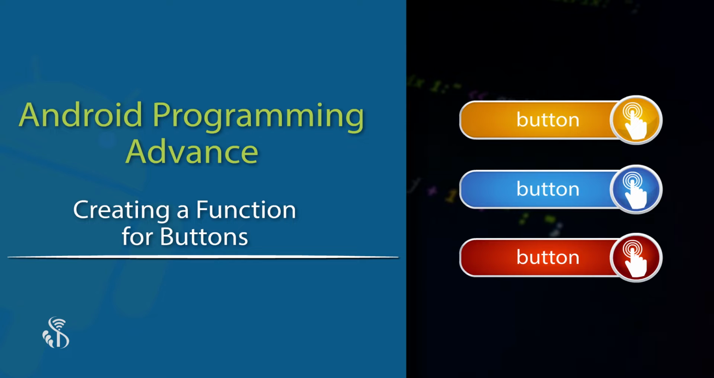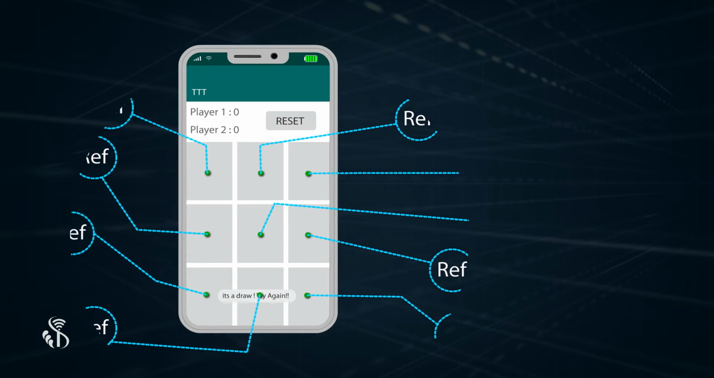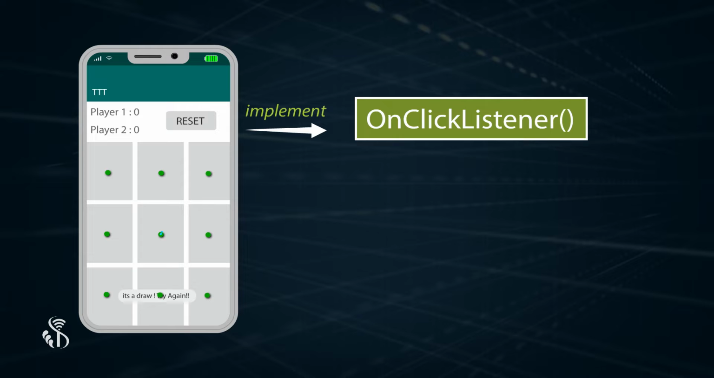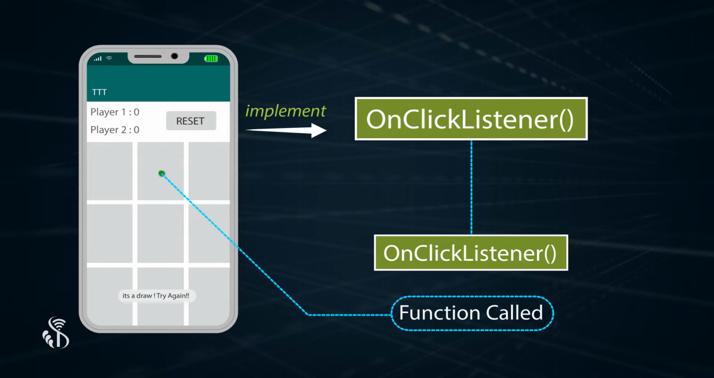Creating a function for buttons. Now we will acquire the reference for the 9 buttons. At the same time, we will also implement onClick listener() for these buttons. You will remember that when an onClick listener() is implemented for a button, then an event is generated when the button is pressed and the function linked to that event is called. The code for doing this is as follows.